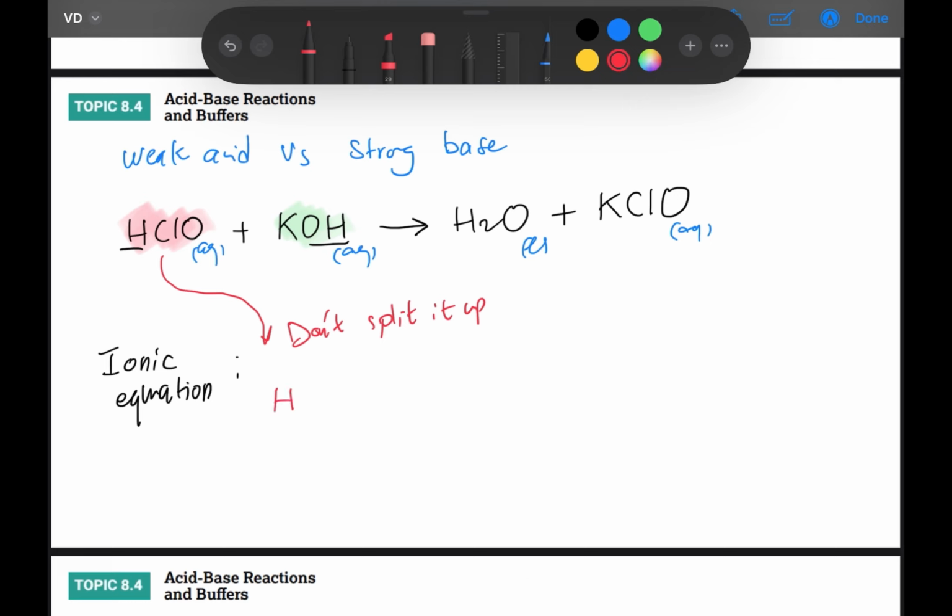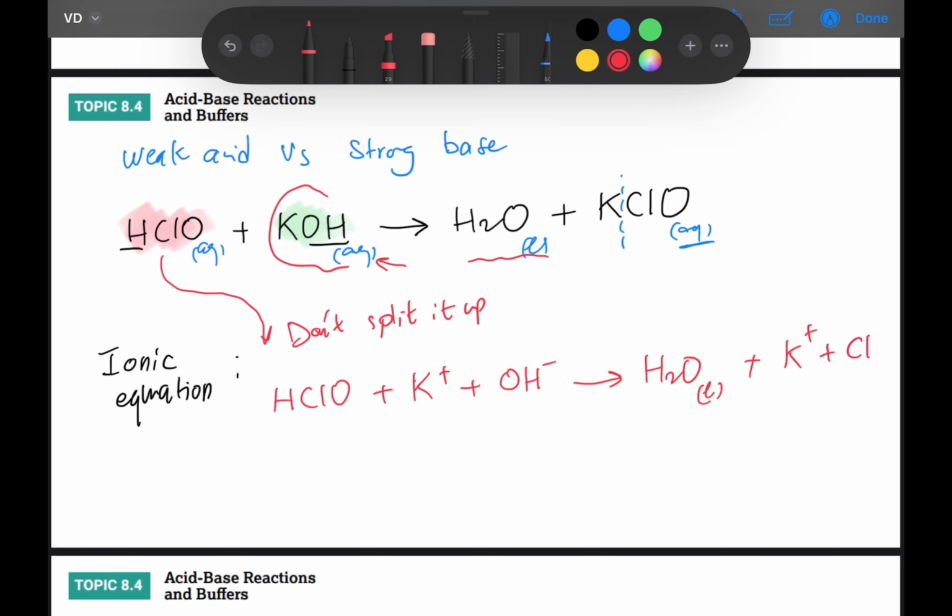I have to put HClO plus KOH. From the previous videos, KOH is a strong base and an ionic compound in aqueous solution. It dissociates fully in water and gives K positive and OH negative. As we learned before, water is a covalent compound. It doesn't dissociate, so we just put it like this. And KClO is an ionic compound in aqueous solution, so I can split it into K positive and ClO negative.